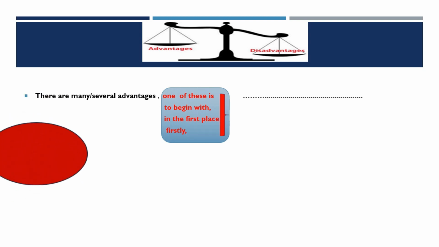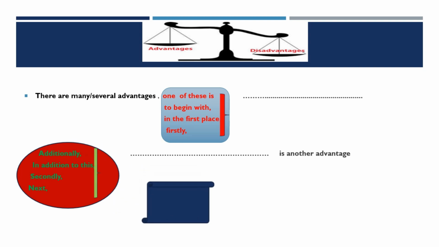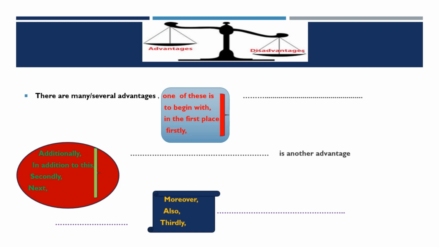Then you have okay to link the second argument by a linking word. For example, in addition to this, secondly, or next, moreover, you write the second argument, another advantage, and the same for the third argument. Moreover, also, you can say furthermore or thirdly, and you write the last argument.